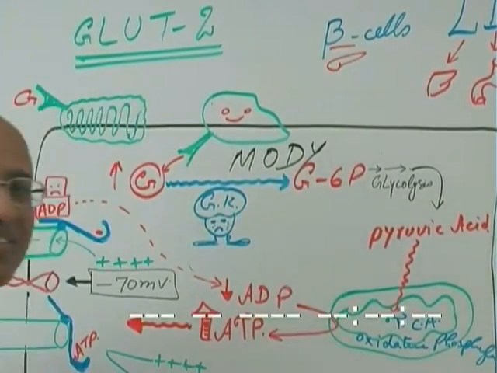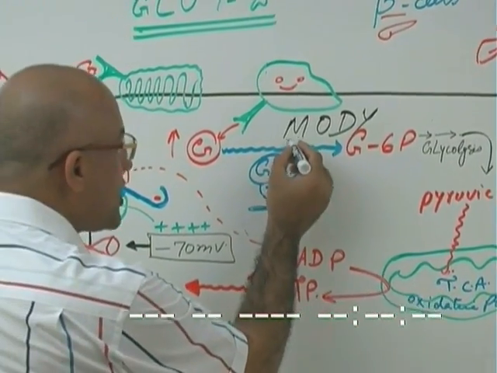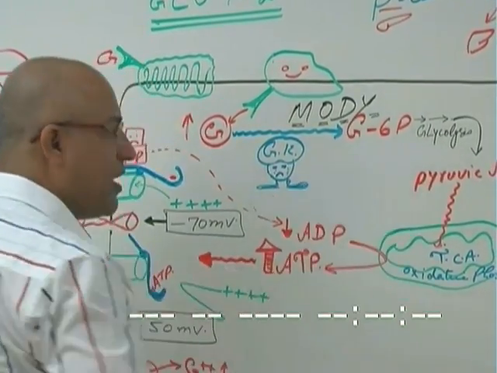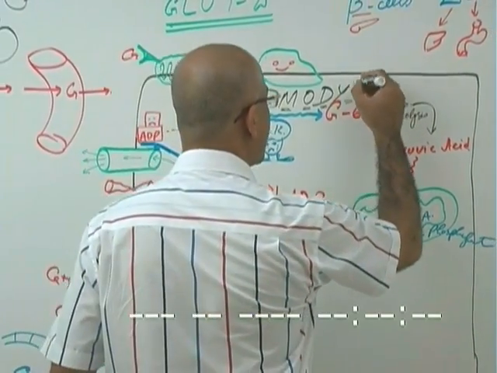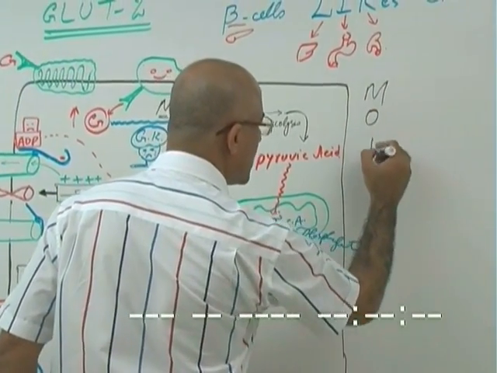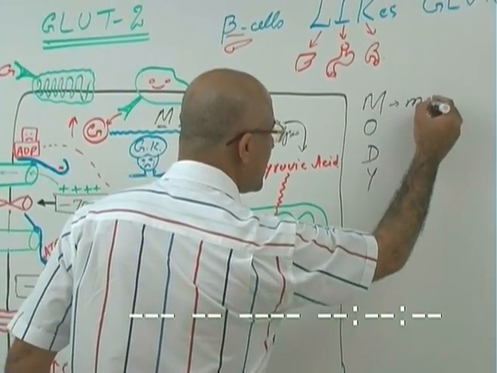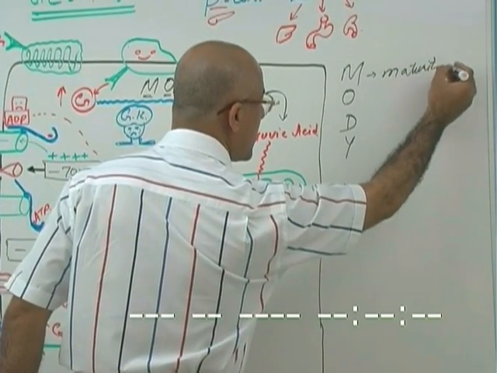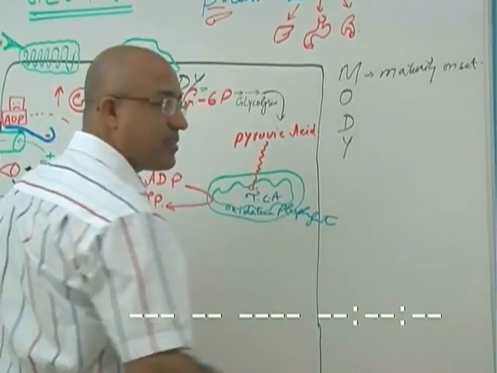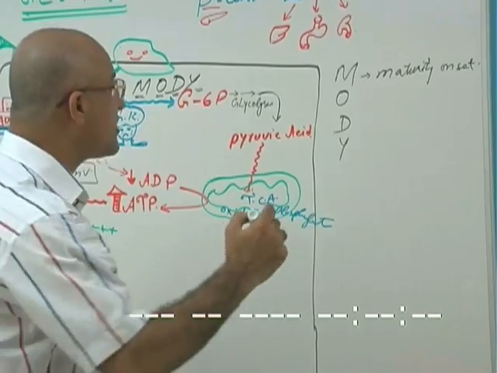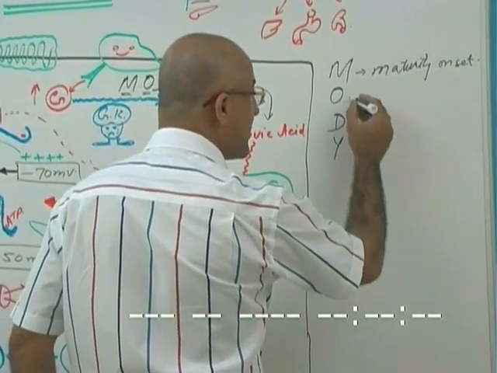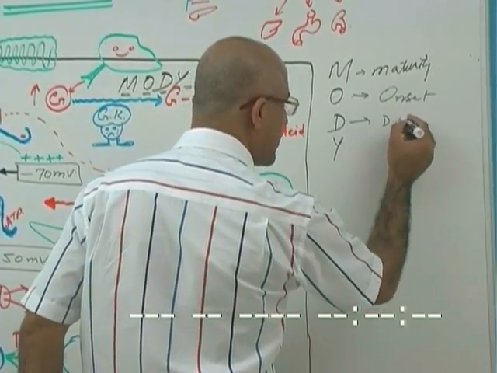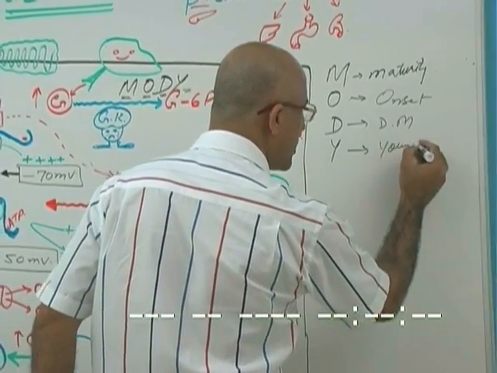I don't say these patients are moody. MODY means maturity onset diabetes of young people. Again, MODY stands for maturity onset, because type 2 diabetes is usually in mature age. So we say there is maturity onset diabetes mellitus of young people, young patient.